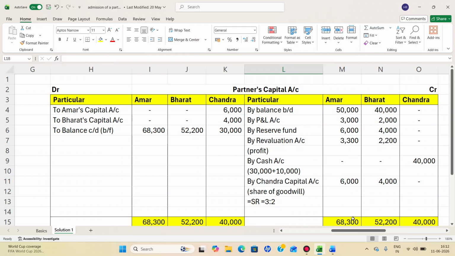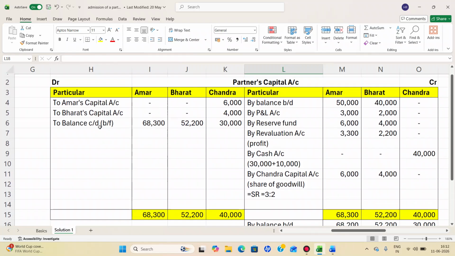We get 68,300. We deduct, there is nothing here, right? So we have to write directly 68,300. If we add all Bharat's column in the credit side, 52,200. If we deduct these two, there is nothing else. So we get 52,200 as it is. And if we add all Chandra's column in the credit side, 40,000. If we deduct 6,000, 4,000, we get 30,000 as balancing figure. Balance carried on balancing figure.